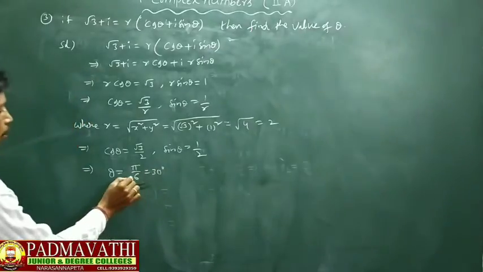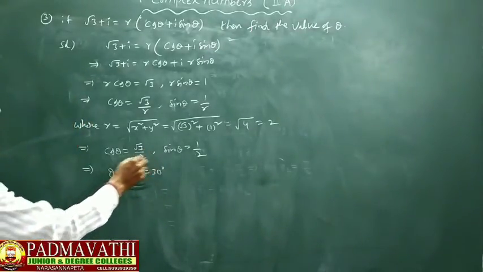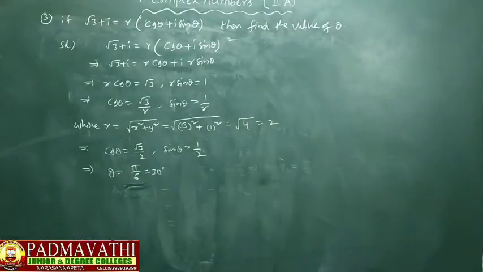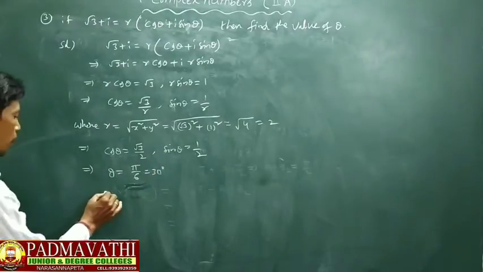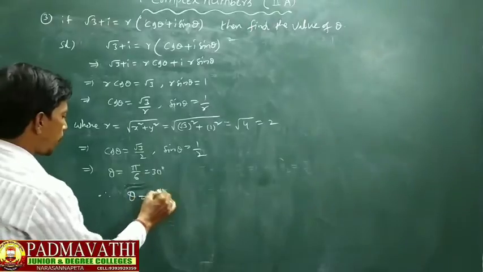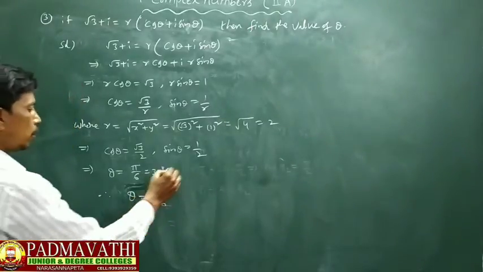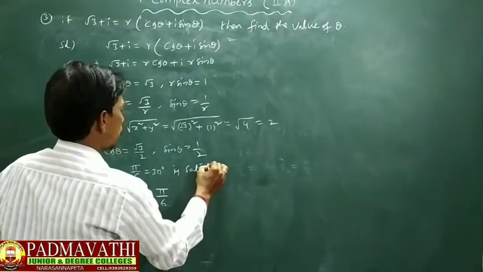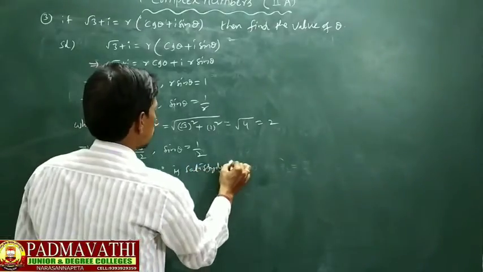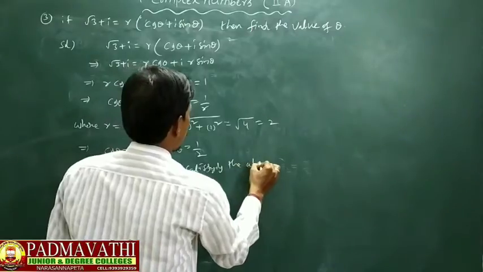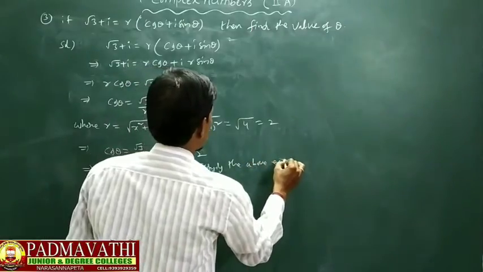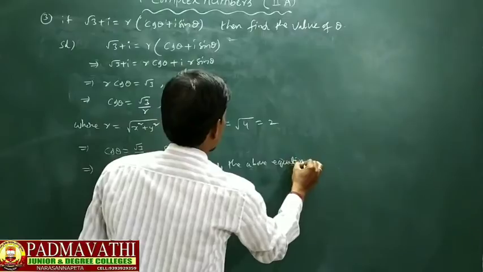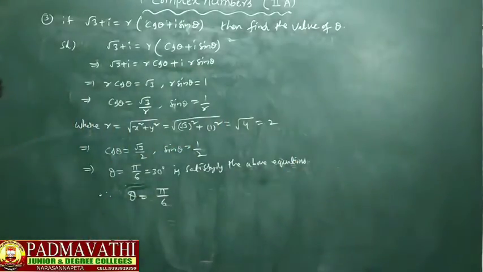Therefore 5 by 6 satisfies these two equations. Hence the theta value is 5 by 6, satisfying the above equations. Hence theta equals 5 by 6. Now the next problem.